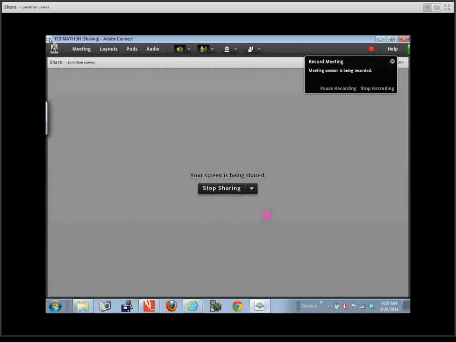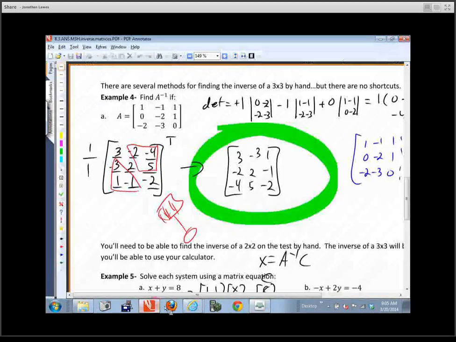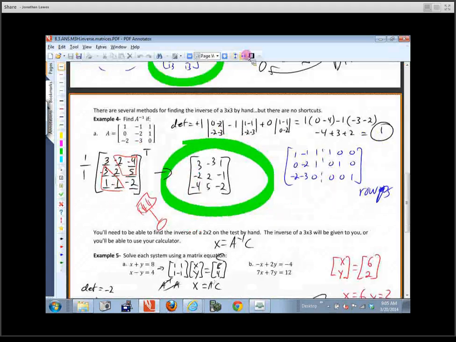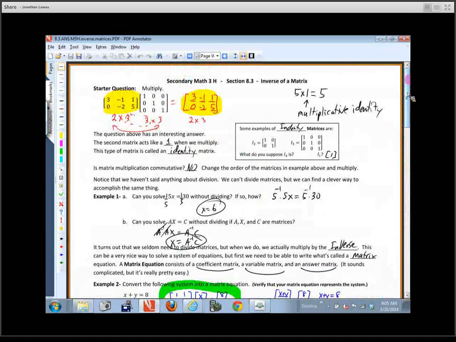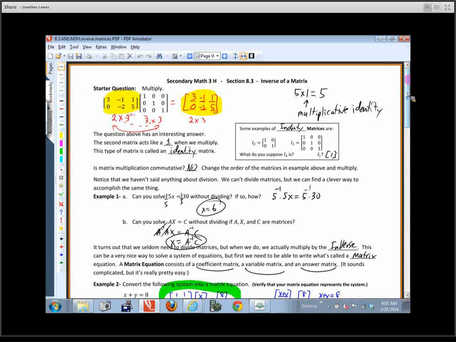So we're going to go ahead and pick up where we left off yesterday. Just a quick reminder. This section was all about finding the inverse of a matrix and one particular technique that we can use to solve a system of equations using an inverse matrix.